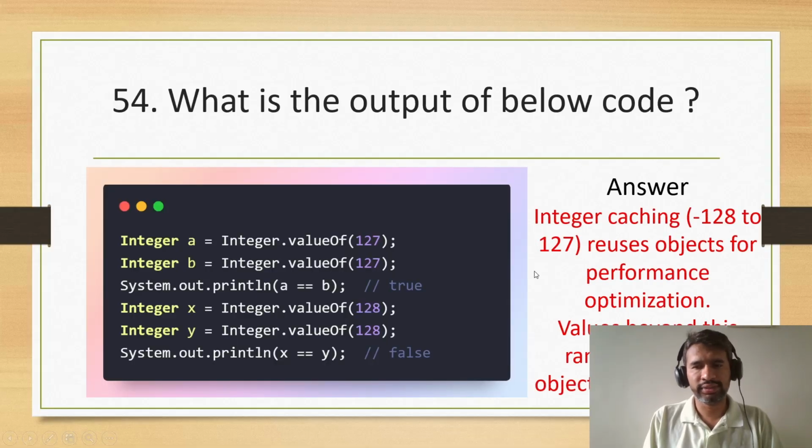So the answer is, as you know, for minus 128 to plus 127, it will reuse the objects for performance optimization. For values beyond this range, Integer will create new objects, which leads to a false result. Because of that, we got the false result for the 128 comparison. I hope it's very clear to you. Let's move on to the next question.